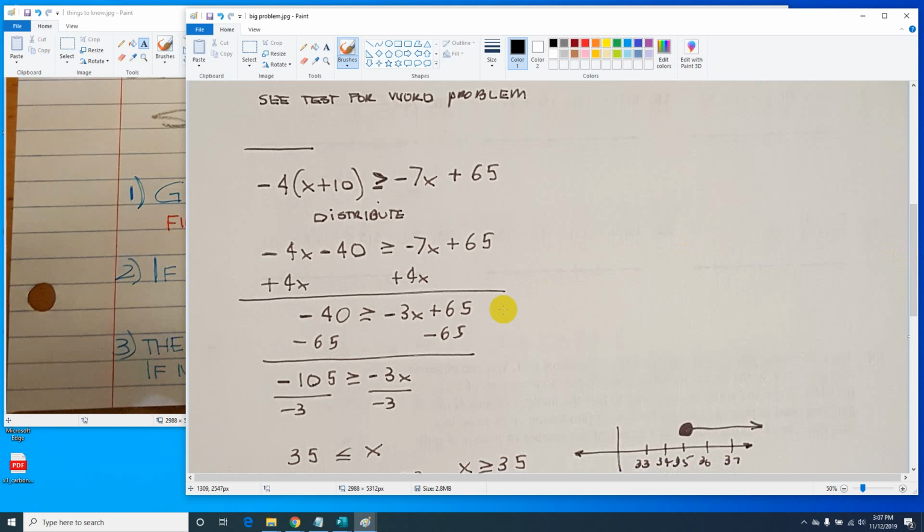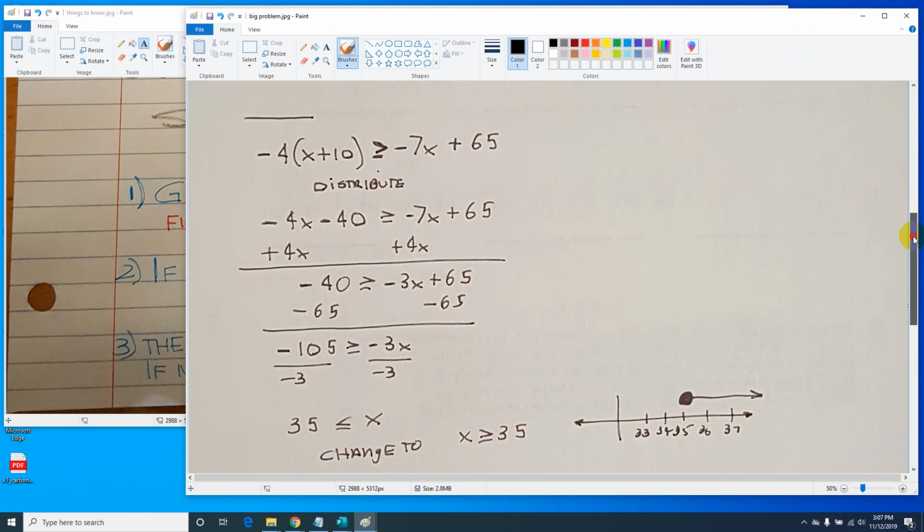Notice I divided by -3, which means you must reverse the sign of the inequality. Okay, I divided by a negative number. You must reverse the sign of the inequality. Okay, that is absolutely critical.